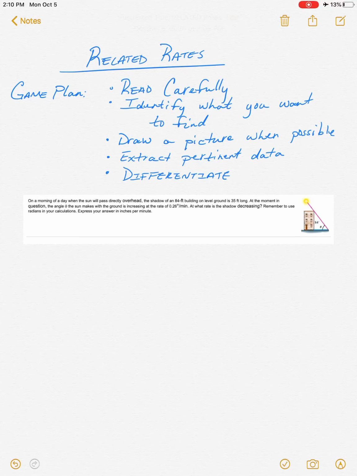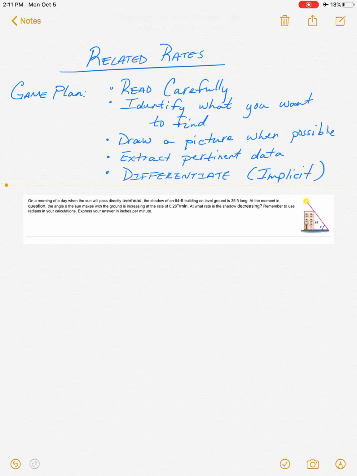With related rates, you have to read carefully. Point blank, period. And you have to identify what you want to find, draw a picture when possible, extract pertinent data, and differentiate. And every time, this differentiation will be implicit differentiation, because every differentiation is going to be with respect to time, since we're talking about rates. All right, so let's jump straight into this example.